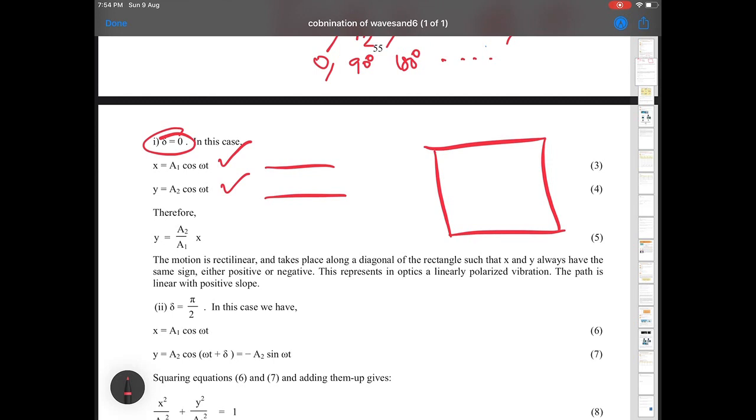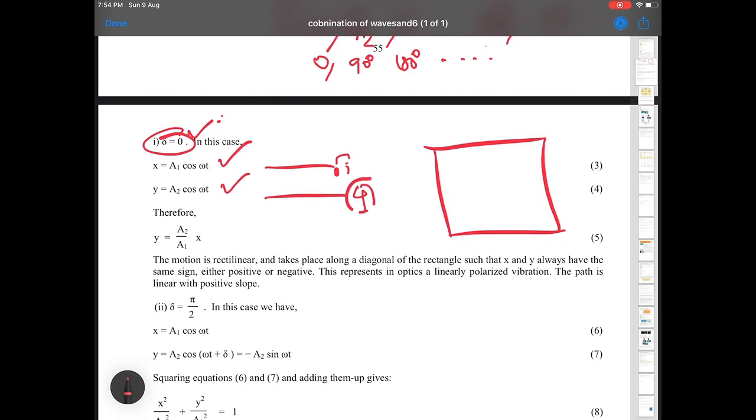If the wave in the x direction is a1 cos omega t and the wave in the y direction is a2 cos omega t, then a1 and a2 are the amplitudes. In this case, we are combining waves with the same frequency. There is no difference in frequency, but there is a phase difference. In this case, the phase difference is 0. What will happen when we combine these two? Let's look into the equations. Let's say this is equation number 3 and this is equation number 4.